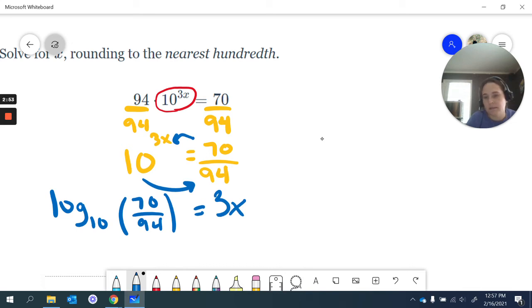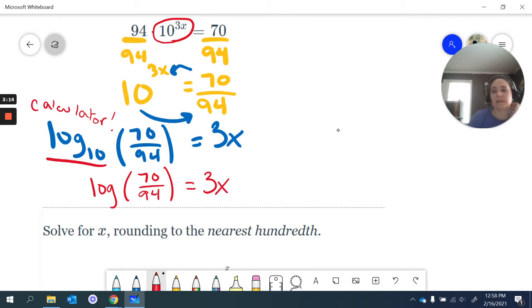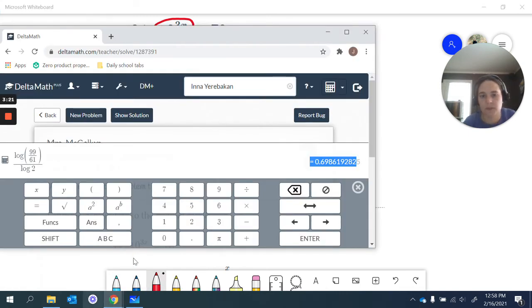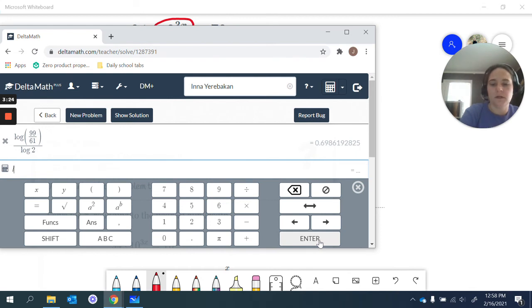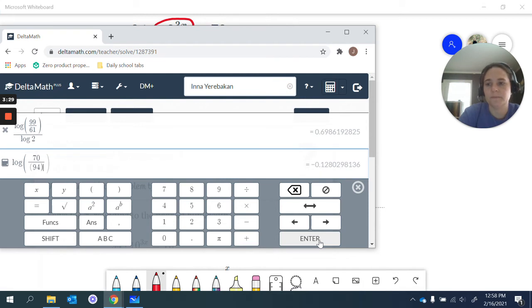And this left-hand side here you type into the calculator. Now, this one is actually easier because it is a base of 10, and the base of 10 is what your calculator is programmed to do. So all you need to do is type in log of 70 over 94, which equals 3x. You get your answer and then divide by 3. So we are going to do log of 70 divided by 94.